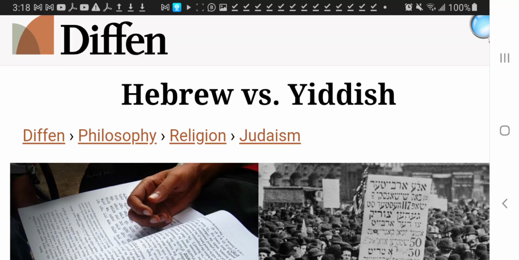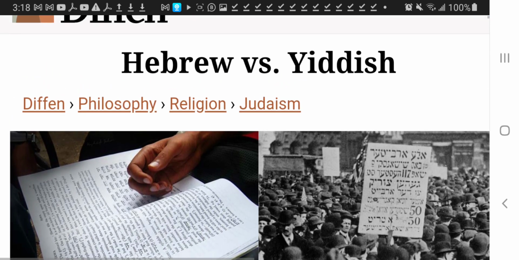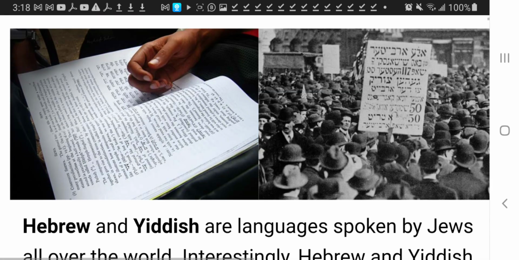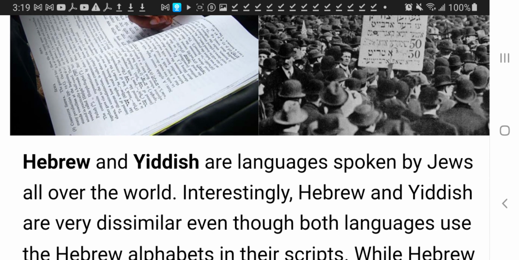At the bottom, let's read this together. This is from Diffen, under philosophy, religion, and Yahadut, called Judaism in translation. So here on Hebrew versus Yiddish: what's the difference between Hebrew and Yiddish? Let's read this together. Hebrew, or what we can call Ivrit. Actually, biblical Hebrew as we have it today should more properly be known as Yehudit. In translation, they call that the Jews' language.